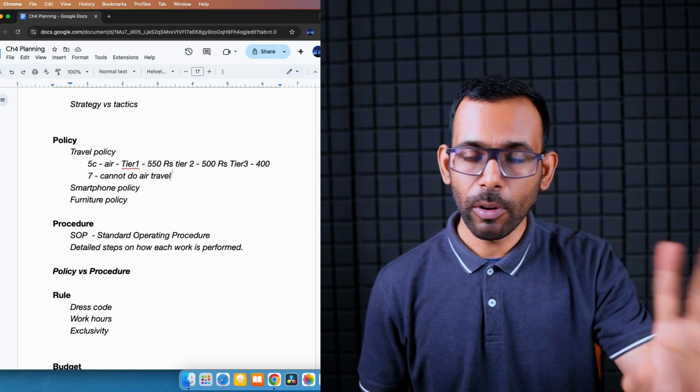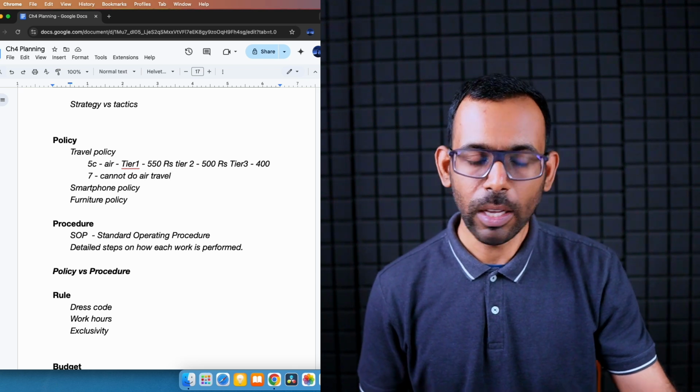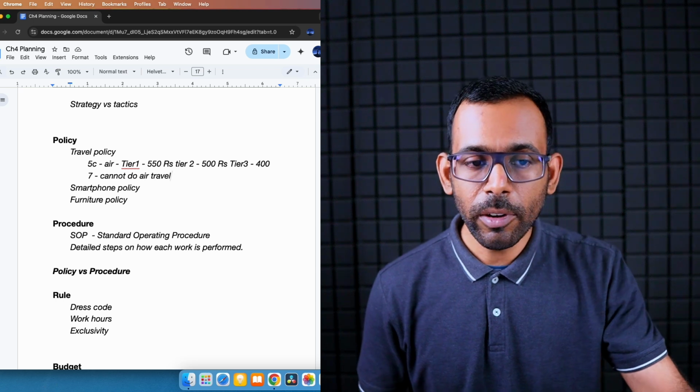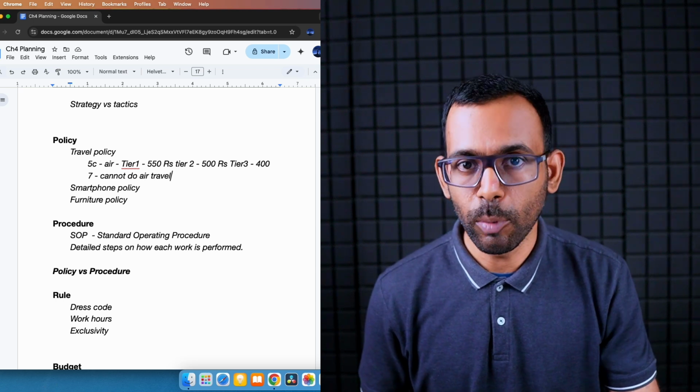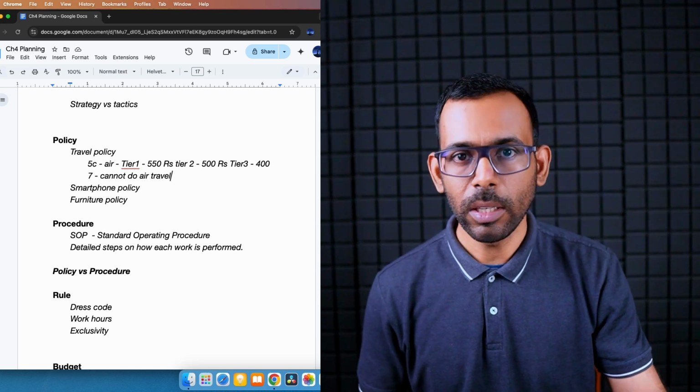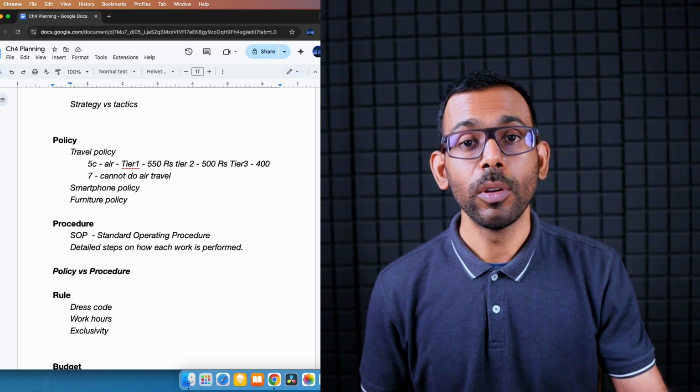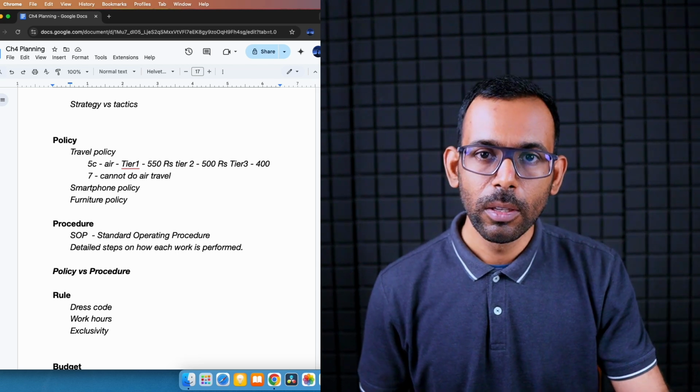And that too, for people under grade 7, the company where I worked, they can't even take up AC booking. So they have to come by sleeper train only, sleeper class only. So like this, there will be restrictions.